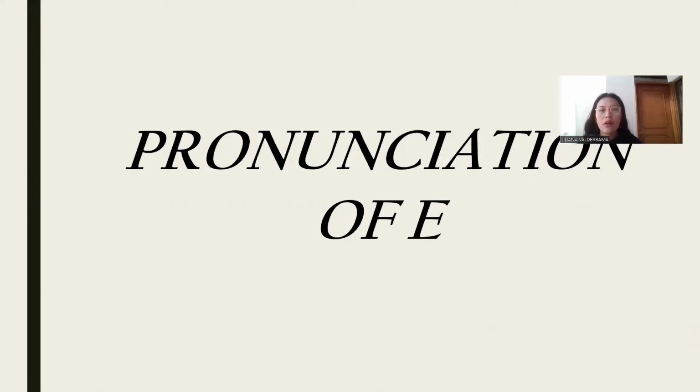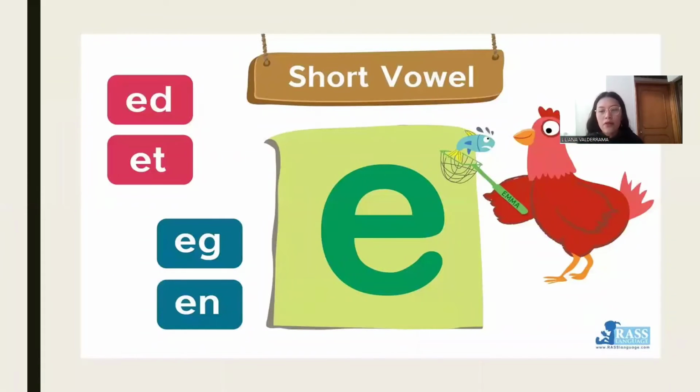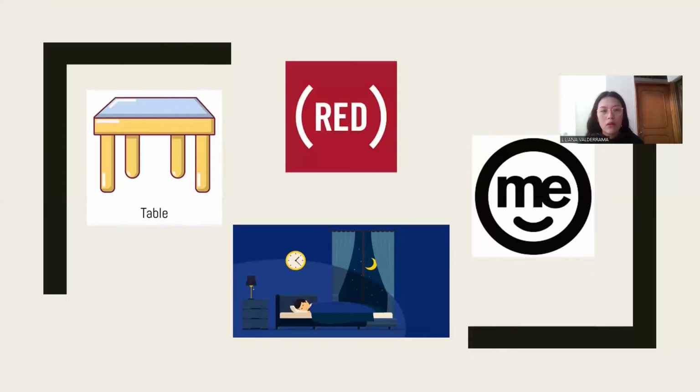Okay, guys, now let's learn the pronunciation of E. For the pronunciation of the vowel E, it is necessary to take into account these tips. First tip, the letter E at the end of a word with two or more syllables doesn't sound. So, for example, table. The word table has two or more syllables, so the E doesn't sound.